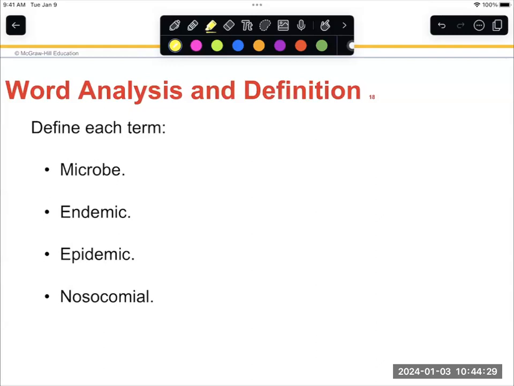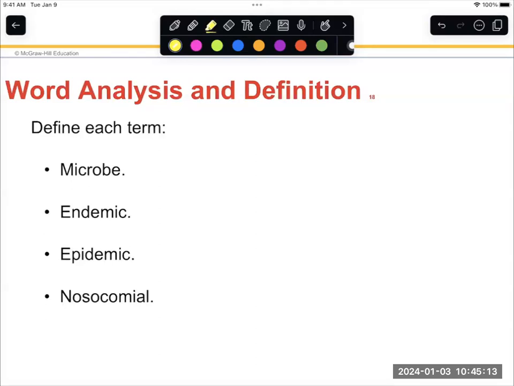Endemic is a disease always present in a community. We're hitting the endemic phase more of COVID. It's always present. Then epidemic is an outbreak in a community of a disease or a health-related behavior. When COVID first came out, it was an epidemic because it was a new virus causing massive outbreaks of disease.